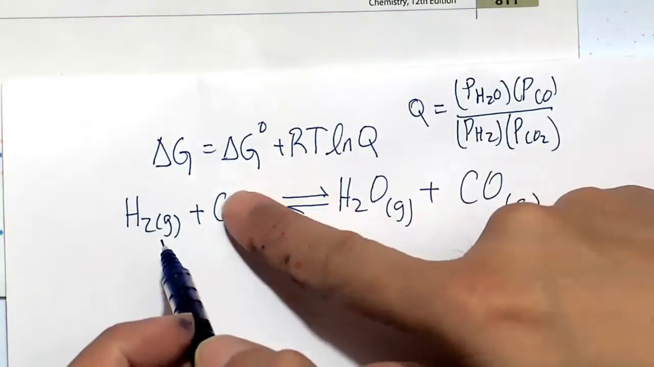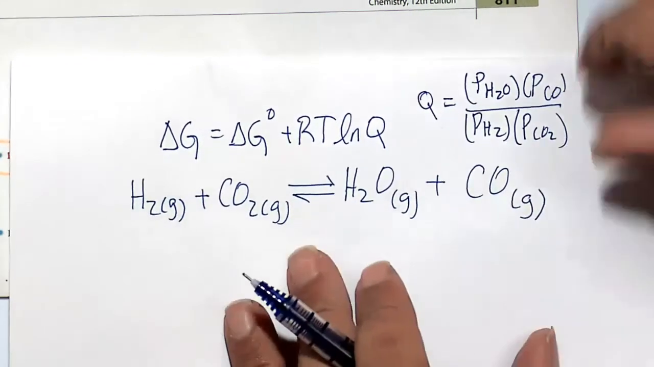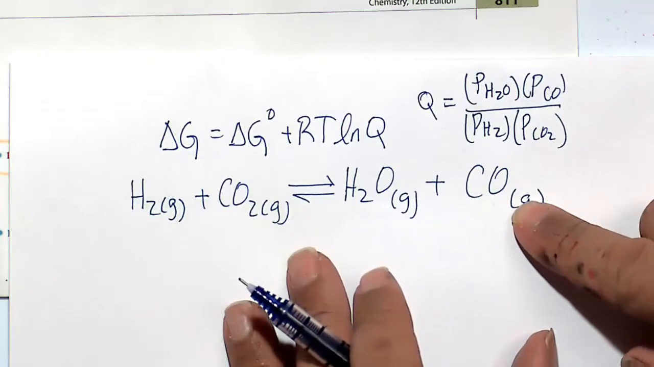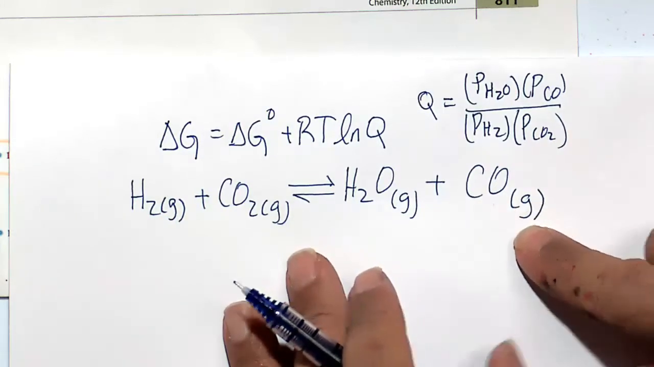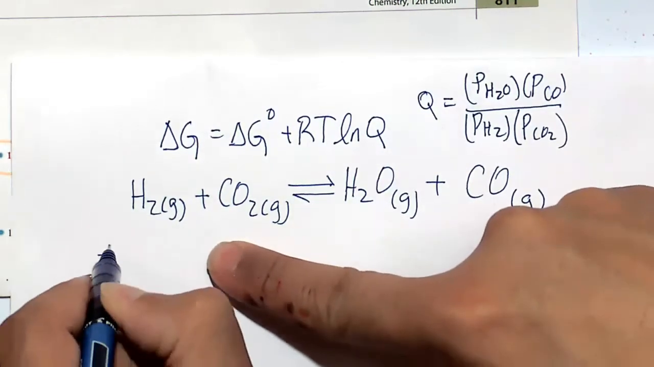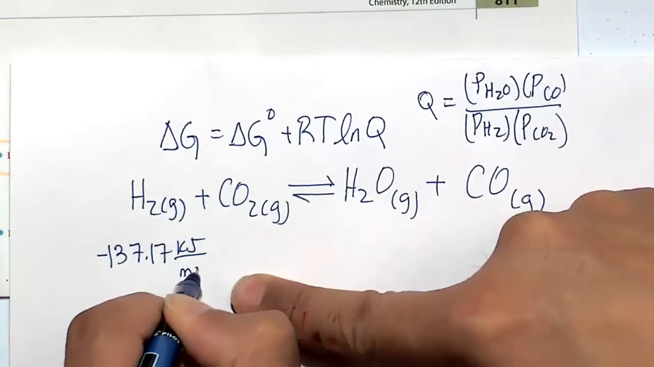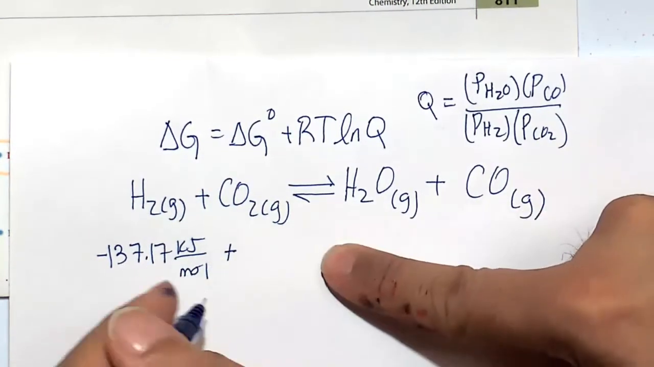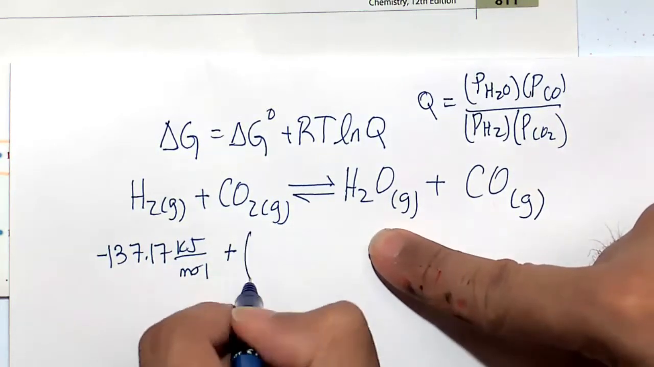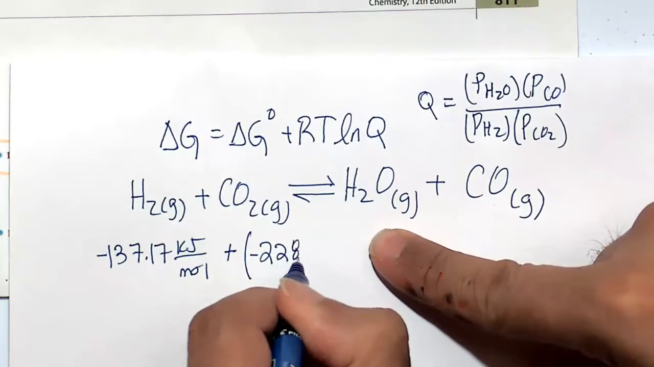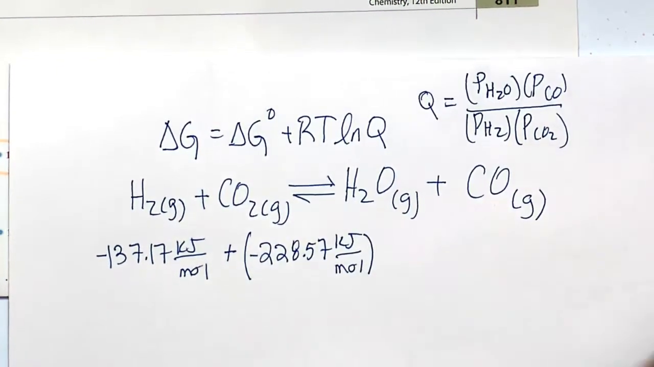In order to calculate at non-standard state, you need the standard state values. So we'll do that for this equation here. Sum of the products minus sum of the reactants. So for CO gas, carbon monoxide gas, I looked it up and got a value of minus 137.17 kilojoules per mole. Plus H2O gas, make sure you choose it for gas, not liquid or solid, and that's going to be minus 228.57 kilojoules per mole. This is stuff that you just look up in the back of our book.